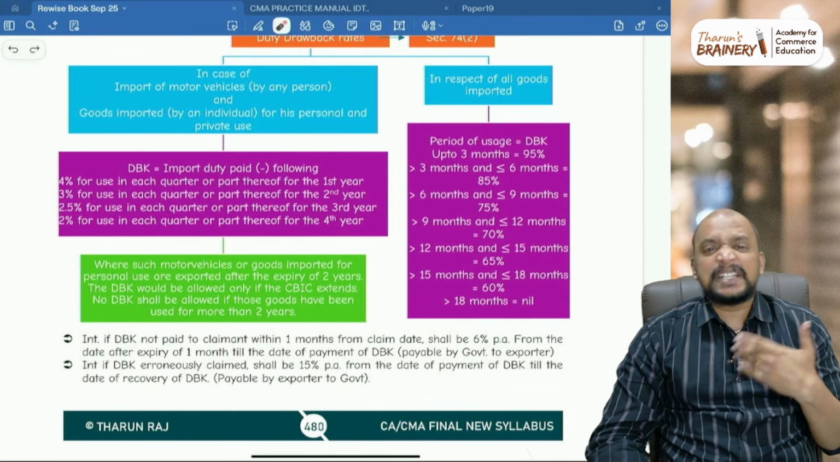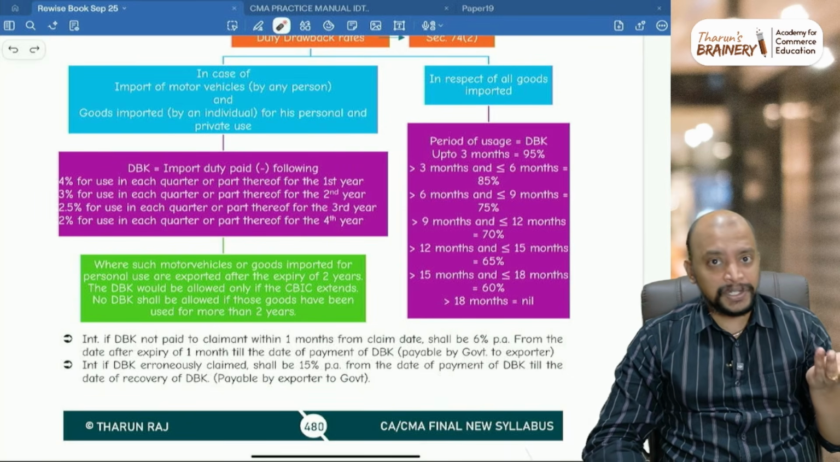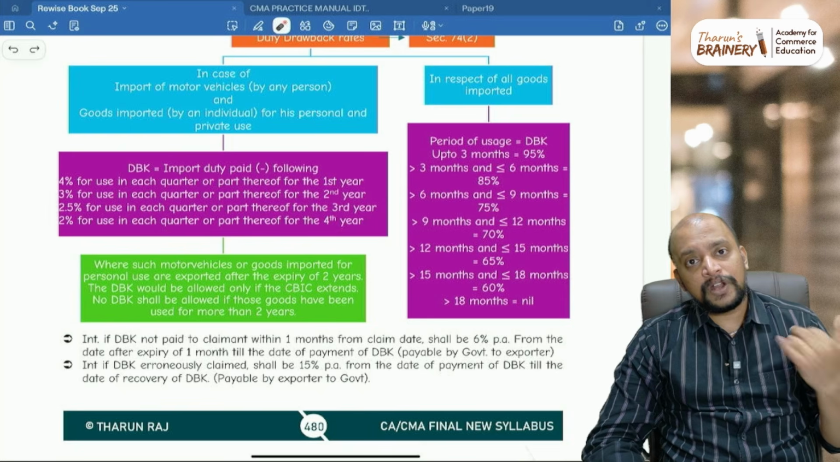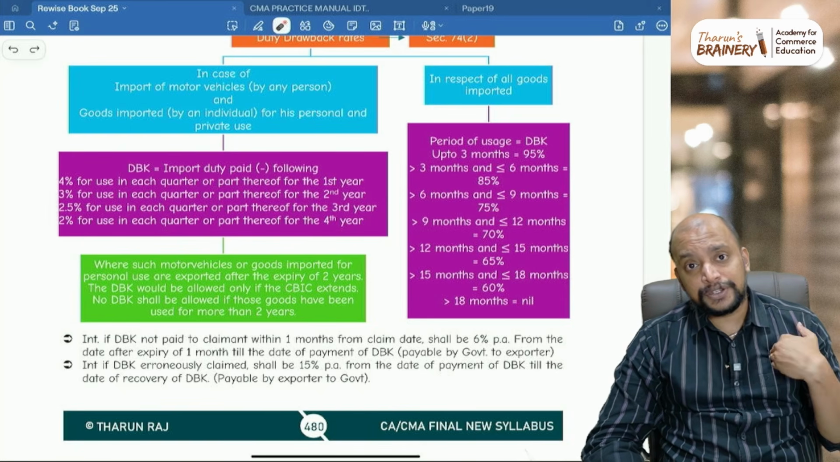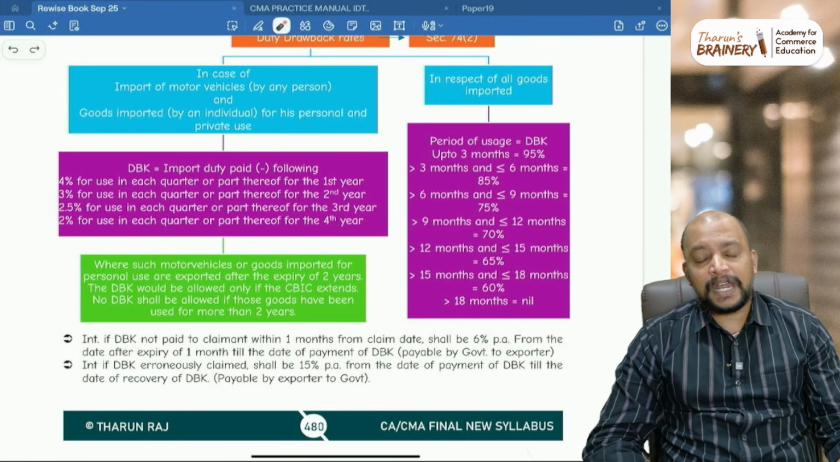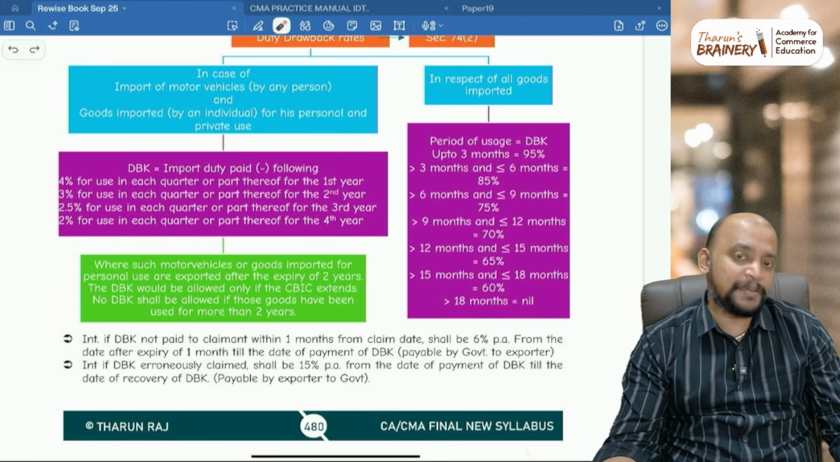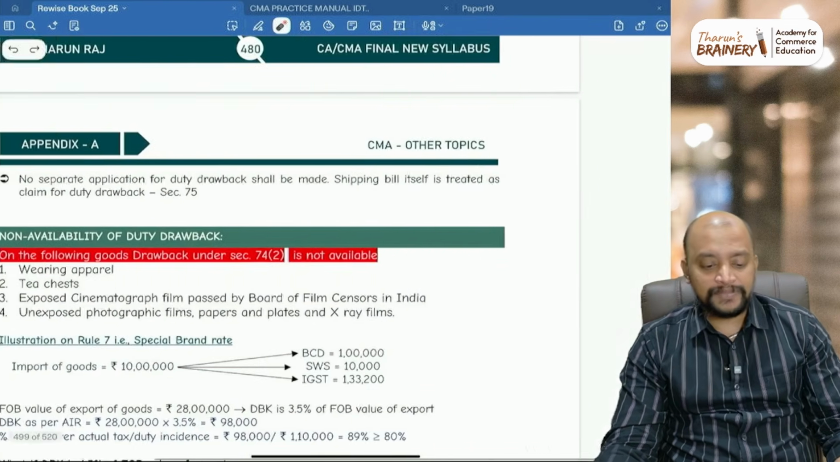And this interest point is same. Once we make an application, what is application? Shipping bill is application. Within 1 month, if they are not granting duty drawback, interest at 6%. If we got erroneous duty drawback, we need to pay along with interest at 15% per annum from the date we got duty drawback till the time we pay. These 2 points are same for both 74 and 75.